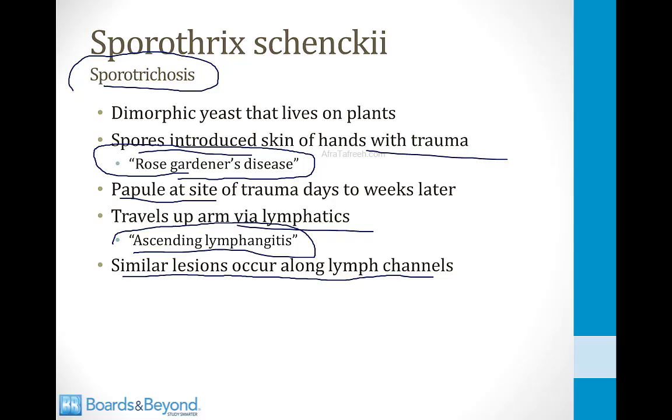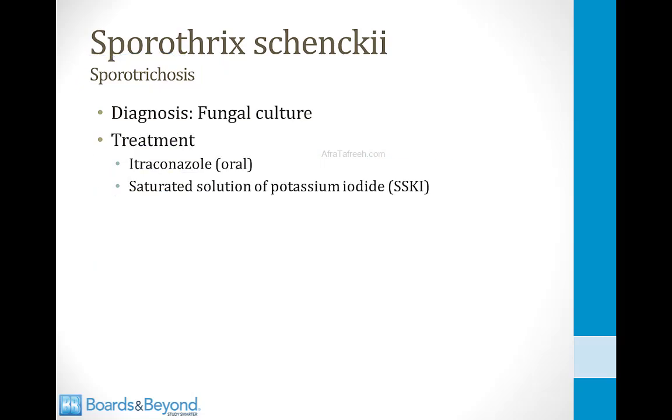So the classic picture to show you on their boards, and you can find examples of this online, is someone who's got a papule down near their hand, and then they've got little papules going all the way up their arm to the shoulder. This is often diagnosed clinically just by recognition of the classic rash, but you can also diagnose it with a fungal culture. And there are two possible treatments.